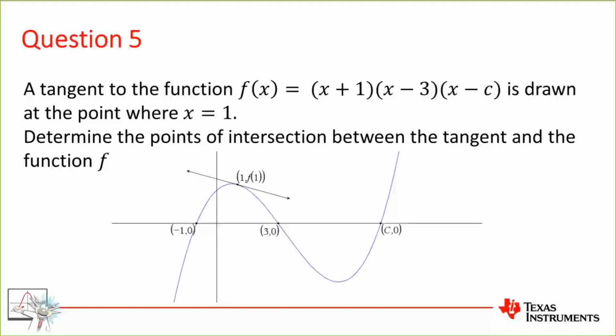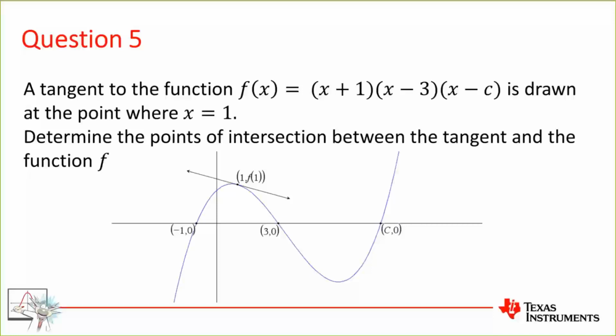A tangent to the function. Pretty fancy looking function, and there's a parameter involved, is drawn at the point when x equals 1. Determine the points of intersection between the tangent and the function f. So I've got a diagram on the screen there so you can see what we're working towards. I'll probably want to extend that. It looks as though it's going to be pretty close to hitting the graph at the x-intercept on the original function.